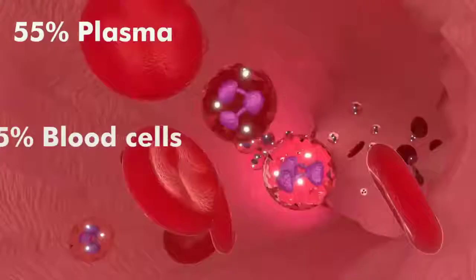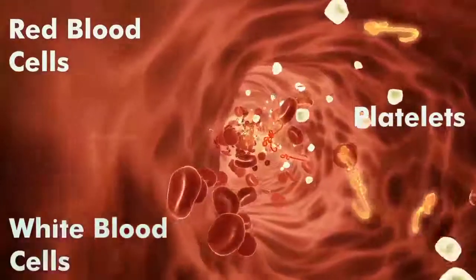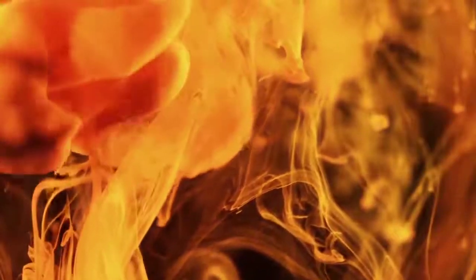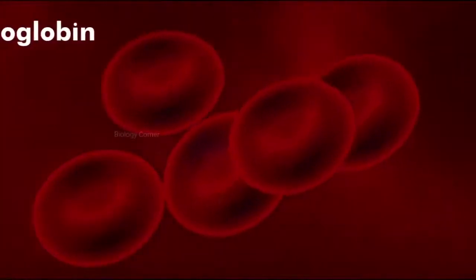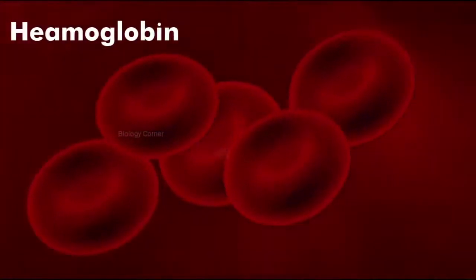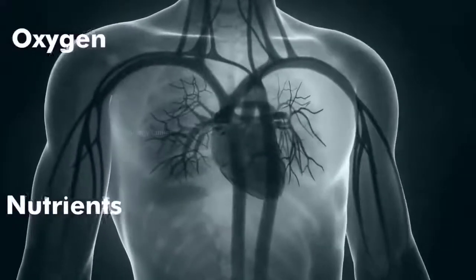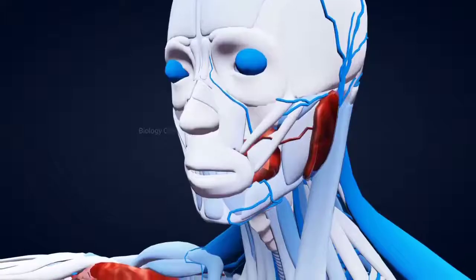Our blood contains about 55% plasma and the remaining 45% blood cells such as red blood cells, white blood cells and platelets. Plasma is the liquid portion of our blood, which is yellow in color, while the red color of blood is due to the hemoglobin present in its red blood cells. The main function of blood is to transport oxygen and nutrients to every part of our body. Most of the body's cells cannot take oxygen from the environment, so our blood is responsible for delivering oxygen to every part of the body.